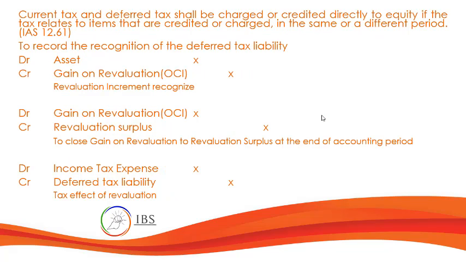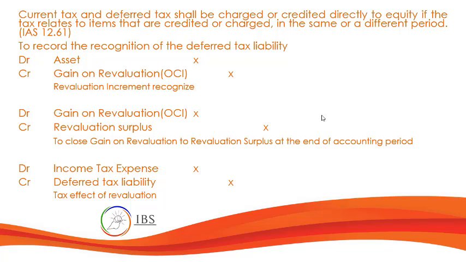Example, a journal entry to recognize deferred tax liability coming from revaluation. To record the revaluation, debit asset and then credit gain on revaluation. At the end of the period, you have to close that gain on revaluation to revaluation surplus. So debit gain on revaluation under OCI and then credit revaluation surplus.